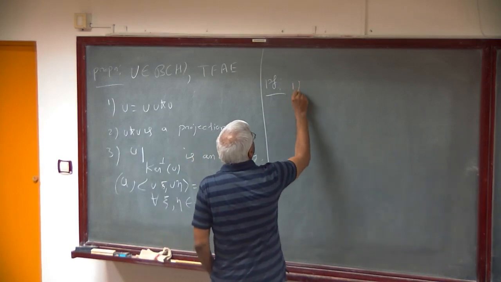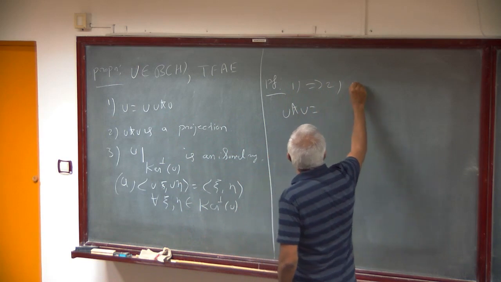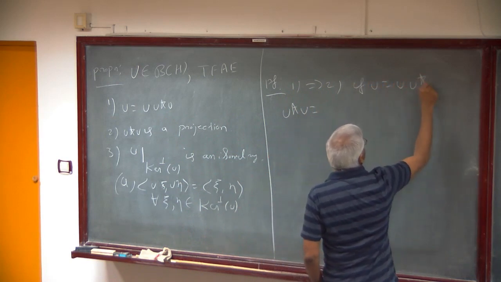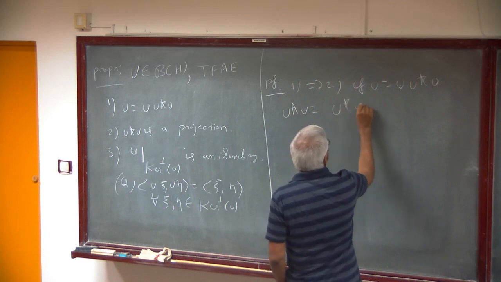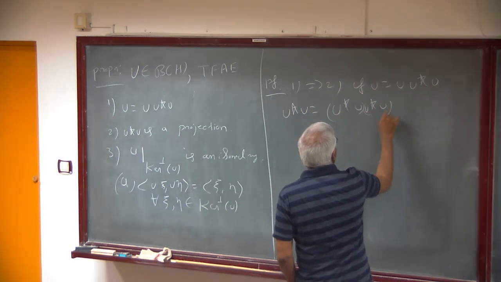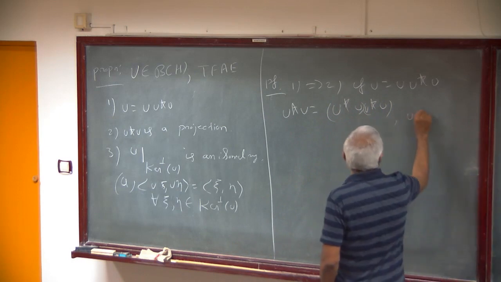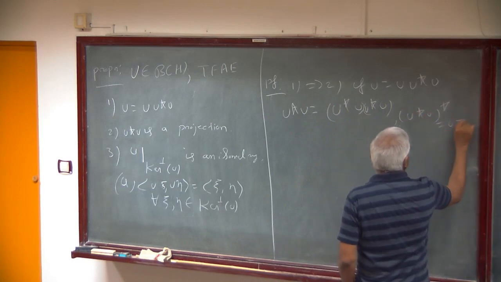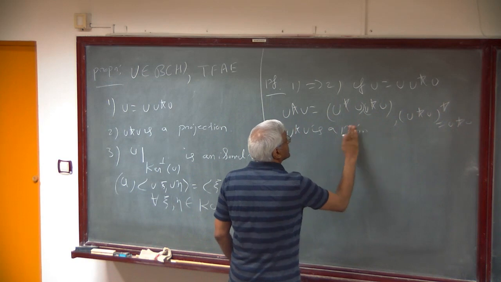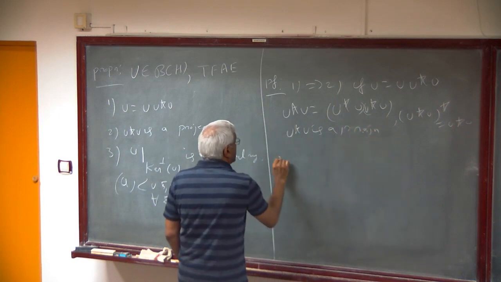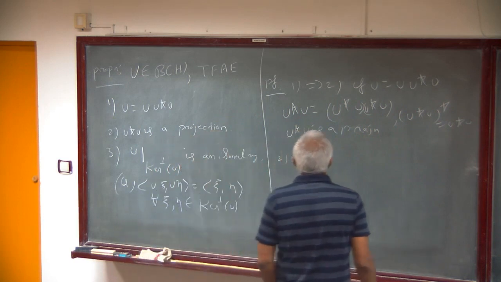Okay. So 1 implies 2. If u satisfies u equal to u u star u, then u star u equals u star u u star u. That's what this means. And it's also true that u star u is a projection. So this is clear. And 2 implies 1: if u star u is a projection, then we want to prove this.